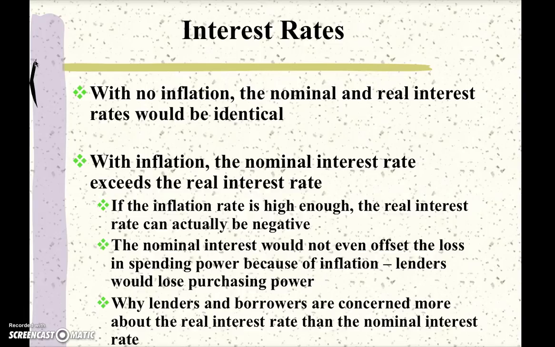It says here that with inflation, the nominal interest rate can exceed the real interest rate. Okay? If the inflation rate is high enough, the real interest rate can be negative. If N minus I is negative enough, then R can be negative. 6 being the nominal minus 8 being the inflation rate will give you a real of -2. That's what the first bullet is saying. The nominal interest rate will not even offset the loss in spending power because of inflation. Lenders will lose purchasing power.